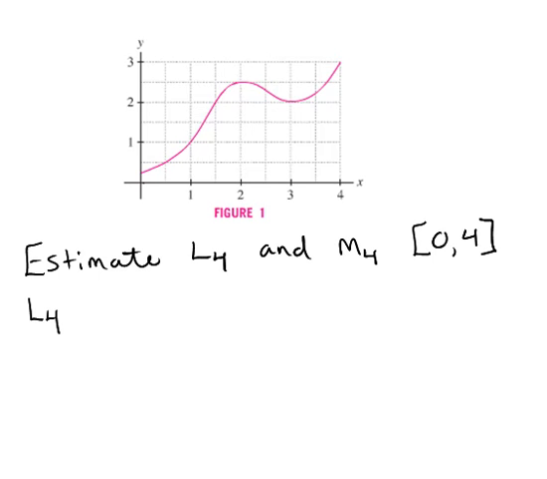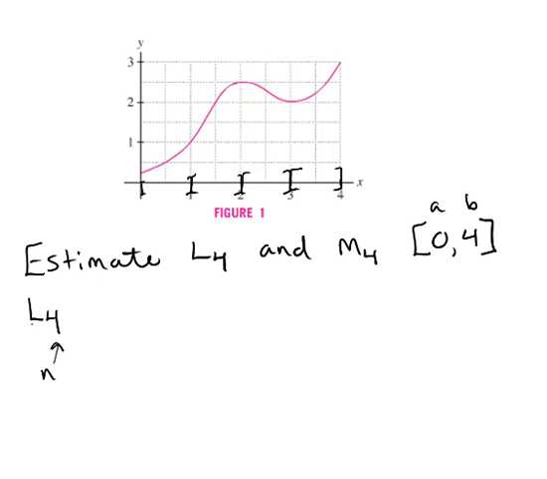length b minus a over n, so 4 minus 0 over 4. This is your n right here, this is a, this is b, so obviously it's going to have a length of 1. So you're going to have the intervals from 0 to 1, from 1 to 2, from 2 to 3, and from 3 to 4, and they're going to have a length of 1.